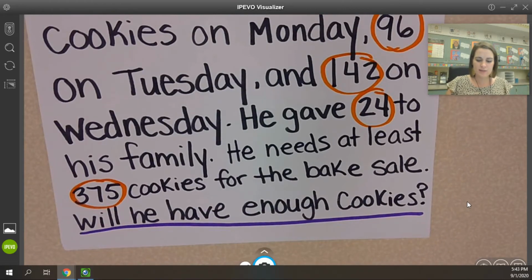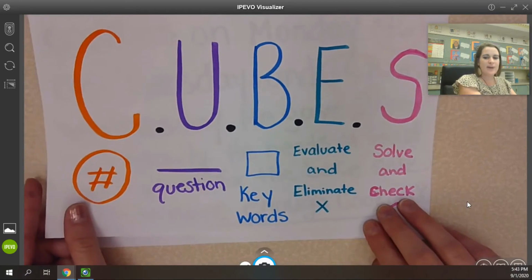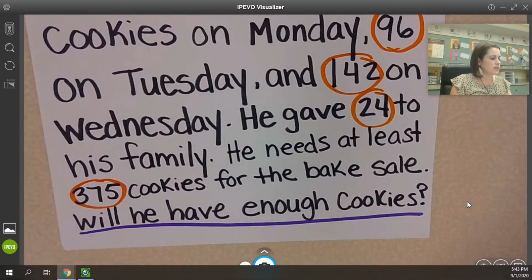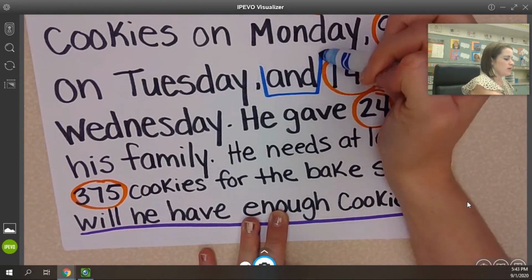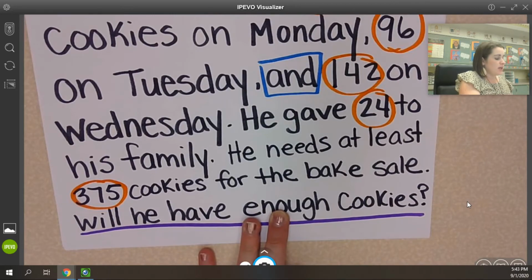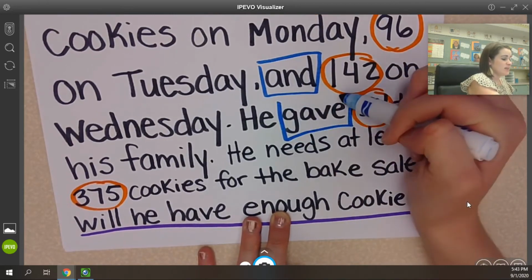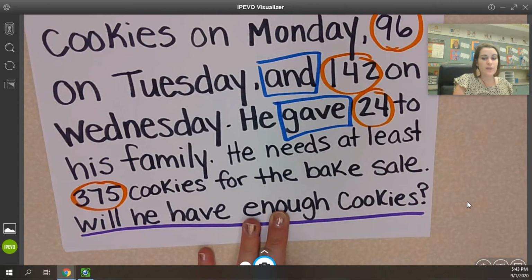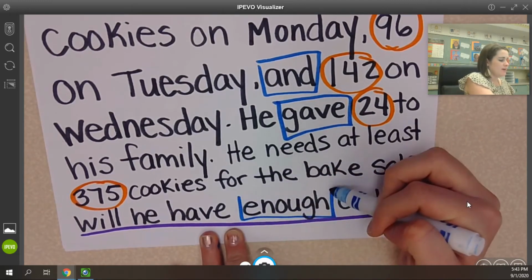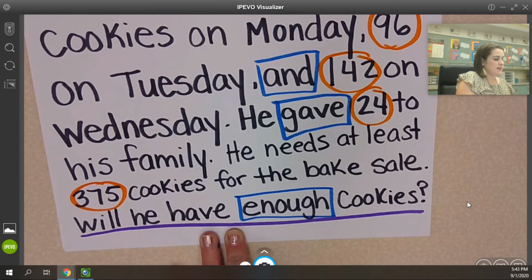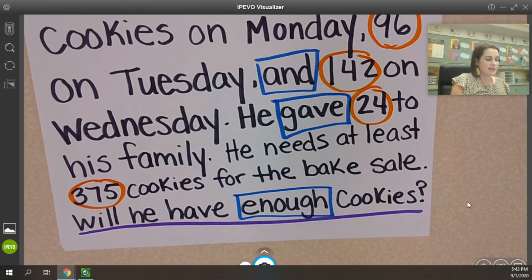All right. So the next part in CUBES is B, box keywords. Okay, so I might box "and," because I know that these all go together, we're going to probably add them. "Gave" tells me that we're going to do some subtracting too. And then I want to know if I have enough cookies. Okay, so I'm going to have to be adding something up to find if I have enough.